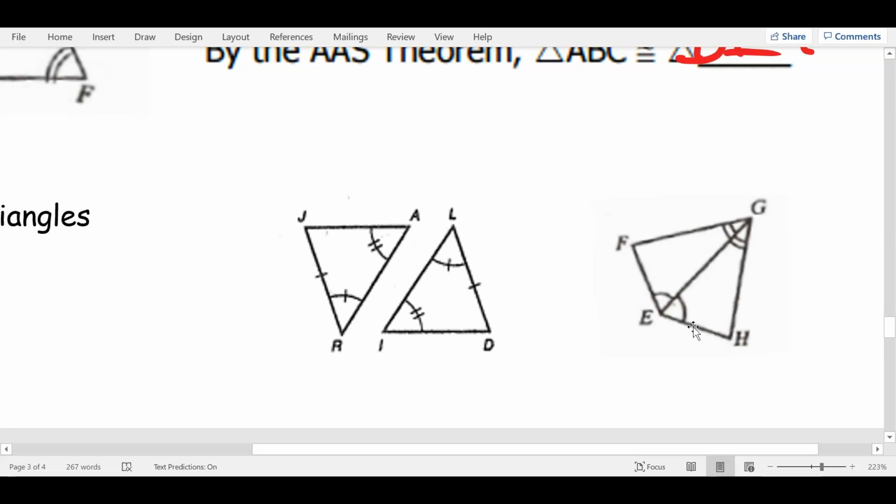Okay, so let's follow it. Angle, then an angle, then a side. What do you think? Yes, the side's not between. Cool? Now, a lot of times, this will probably be you eventually.